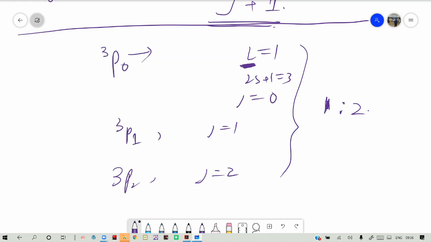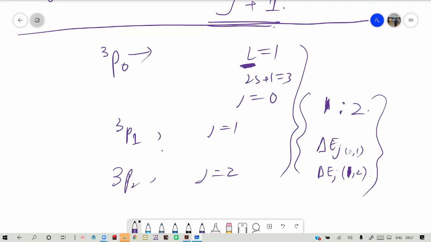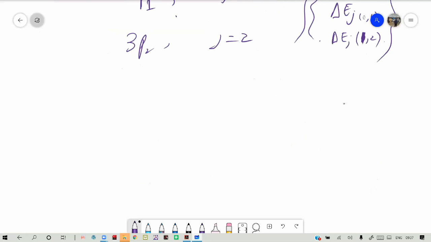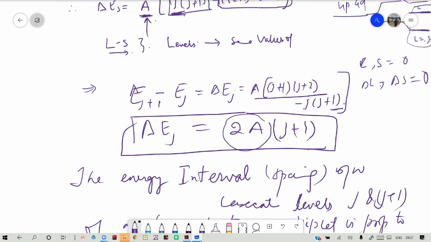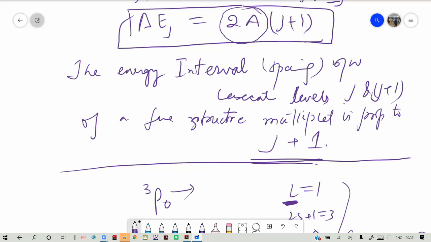That means the separation between J equal to 0 and J equal to 1, and the separation between J equal to 1 and J equal to 2, delta E01 and delta E12, are in that ratio. Based on this rule, you can say what the energy level separation will be. This constant A we have already derived, in the case of fine structure as well as hyperfine structure, or in the case of LS coupling.